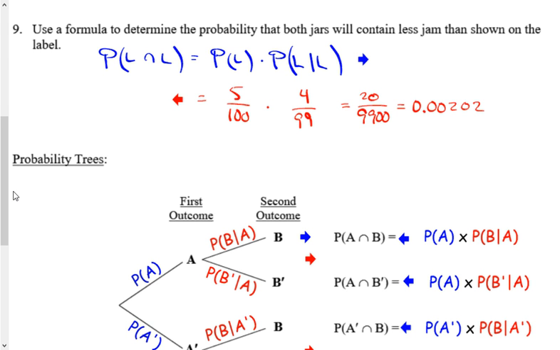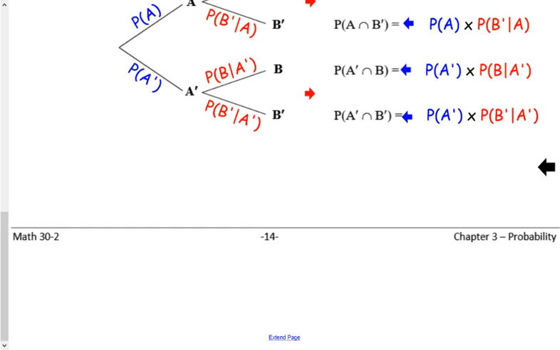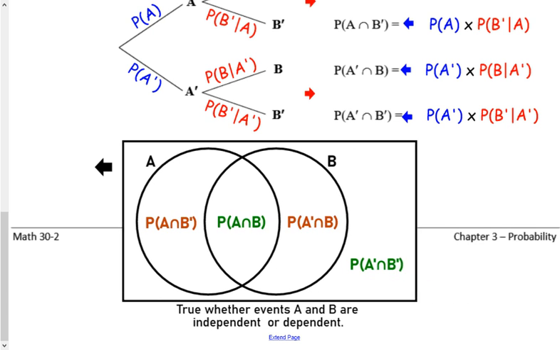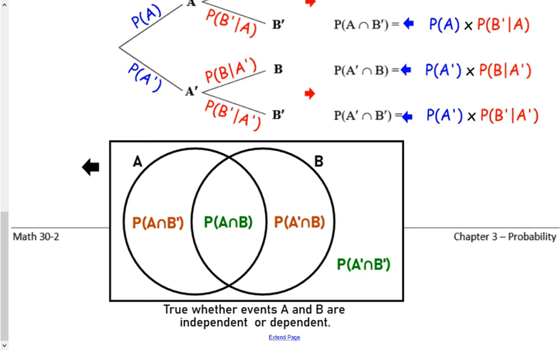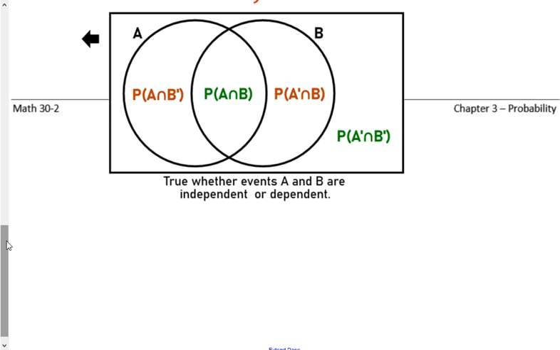You're good? Okay. The last thing I want to look at is how the notation fits in with Venn diagrams. So here, this is true whether events A and B are independent or dependent. Okay, so it's always true, but just to have this notation in a Venn diagram could be helpful, again in a general sense.